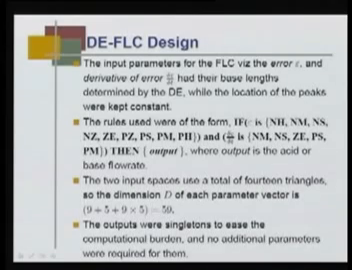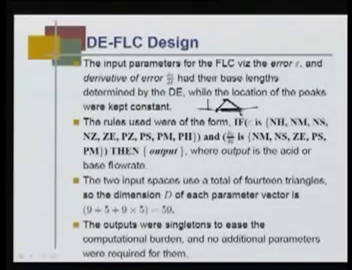So, for the DE-FLC design, the input parameters for the FLC, the error and the derivative of the error, had their base lengths determined by differential evolution, while the locations of the peaks were kept constant. What is the meaning of that? If this is my epsilon, okay. So, what I do, given any fuzzy membership function, is fix the peak for that linguistic variable, where the base is the distance from this point to this point. This base length is optimized using differential evolution.